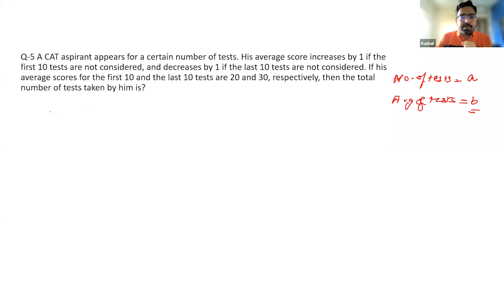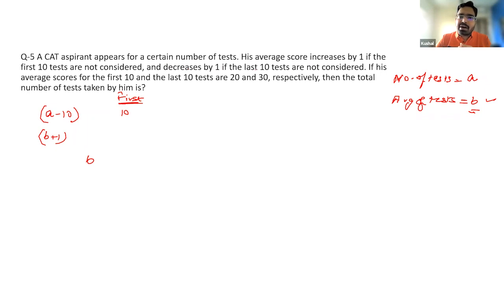You take the total number of tests as A, so A minus 10 tests is what you are talking about, and over here I'm taking the first 10 tests. So what will happen if I take all of these tests together, A minus 10 and 10? I'm looking at all the tests. What will be the average marks? B. But if I only consider these A minus 10 tests, then I am increasing the average by 1. That means the average of these A minus 10 tests will be B plus 1, right? As of now, I don't know the average of the first 10 tests.